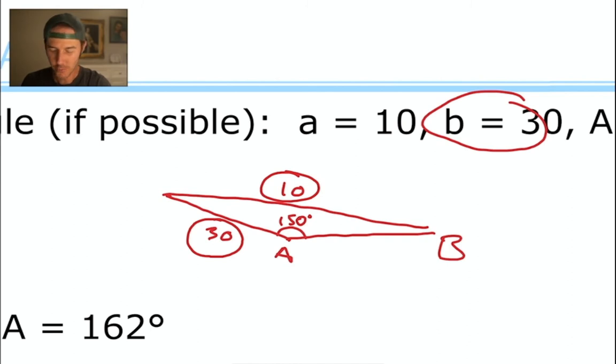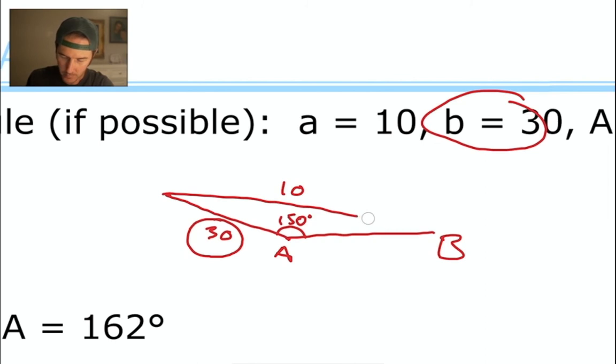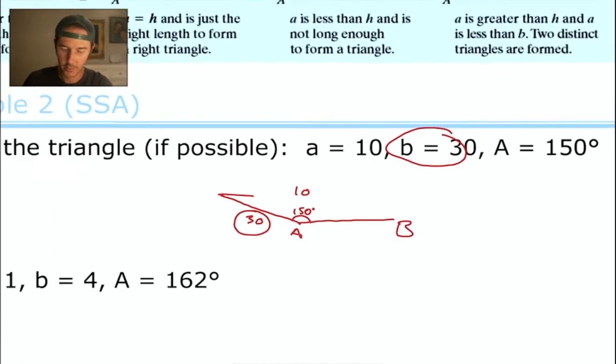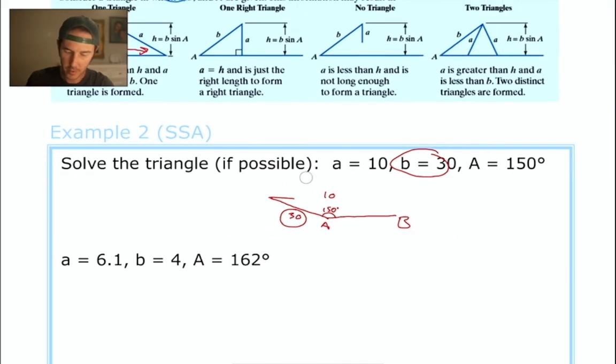Except if I drew side A shorter than side B, a third the length of it, in fact, it would be about this long. It's not going to be possible for us to close the triangle with the given information. With a 150 degree angle measure and one side length of 30, this other side length of 10 is not going to facilitate a triangle, which is why this problem says solve the triangle if possible. This one is not possible.